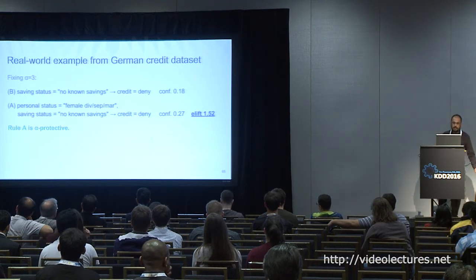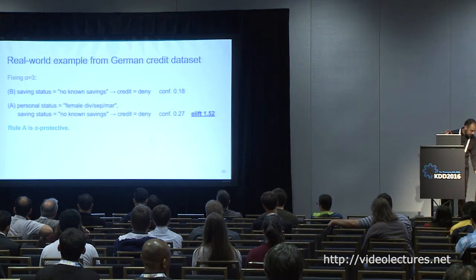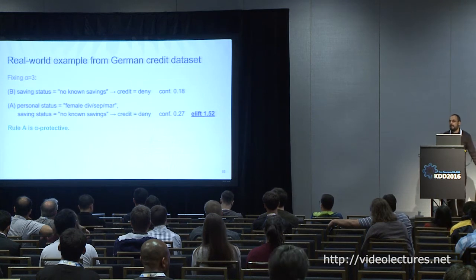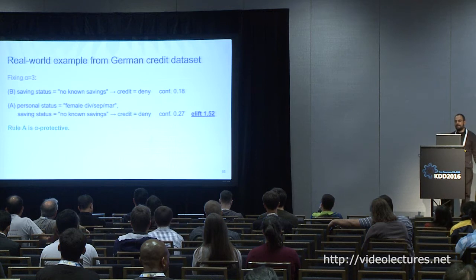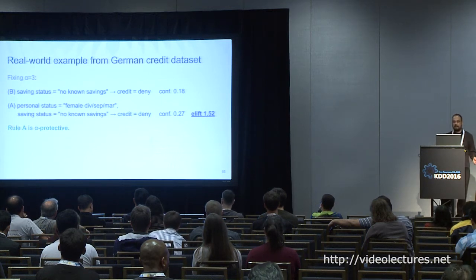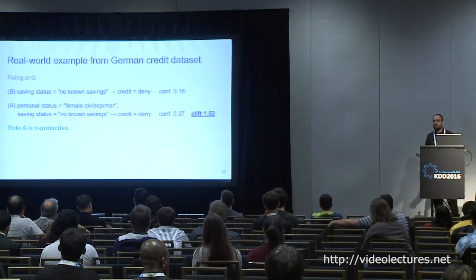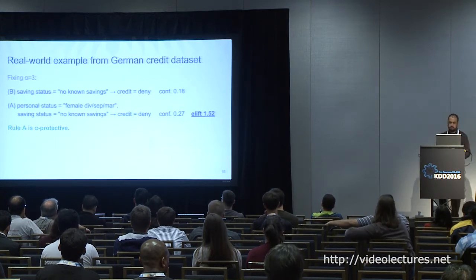Let me give you some other example in the German credit data set. So for instance, look at rule B. Rule B is a very innocent rule, right? Rule B tells you, well, you didn't have any savings, so we didn't give you the credit. And this explains a big chunk of the people who got their credit denied. It's fine. But now you look at rule A that looks at people who are female and are divorced or separated or married, and they don't get the credit, and there is an increase. Now, in this case, the increase is not so much. So if alpha was 3, we will say this is alpha protected.